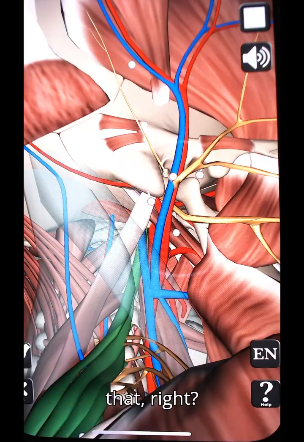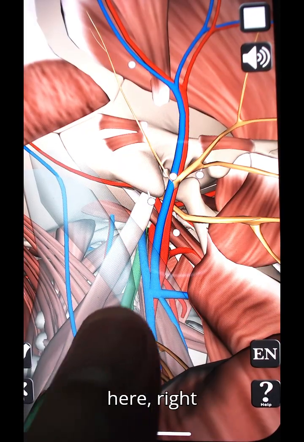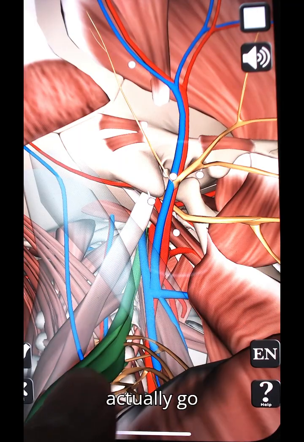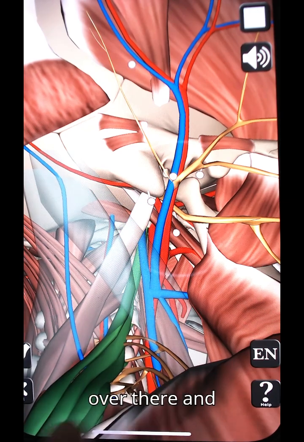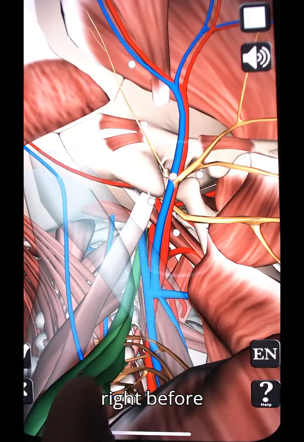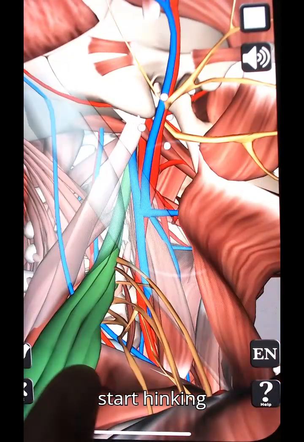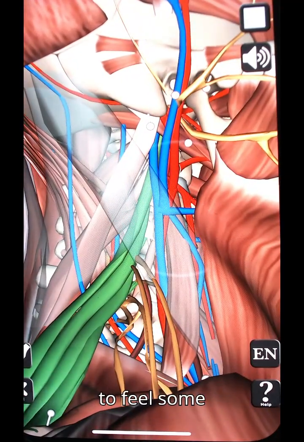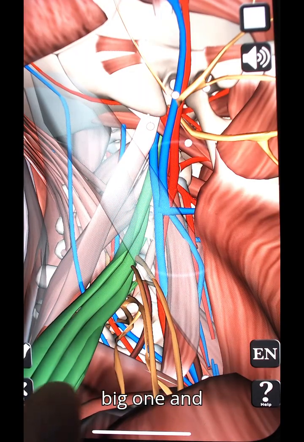How do you massage that, right? Well, as a massage therapist, I tend to start right about here, right between the splenius capitis, and I actually go down to these fibers right here. You can see all that nerve tissue that's all over there, and you tend to get knots. We tend to get the knots right before that nerve tissue starts to hink it up. And once you start hinking up the nerve tissue, you're going to start to feel some weird things go down the side of your neck, go down your arm. Yeah, this levator scapula is a big one.